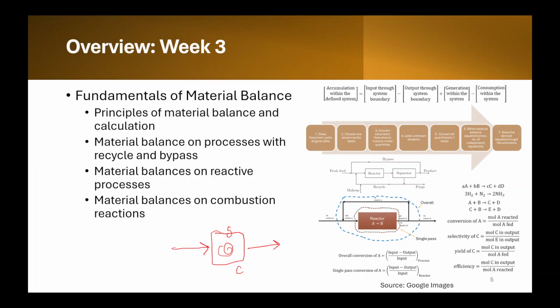So anything accumulated within the defined system will be equal to input through the system boundary. So you also define a system boundary around the system. Input through the system boundary is this arrow, then output through the system boundary is this arrow. Anything generated within the system, if there's a reaction, obviously there will be some generation of some product. Because there is also a reaction, something will be consumed as well, so it will be negative. Anything going out of the system or anything being consumed has a negative sign, and anything coming into the system or being generated has a positive sign. So this is the general material balance equation.